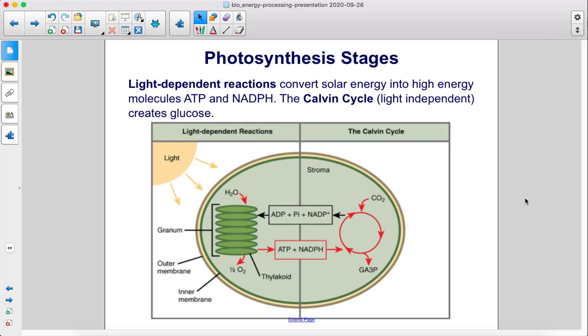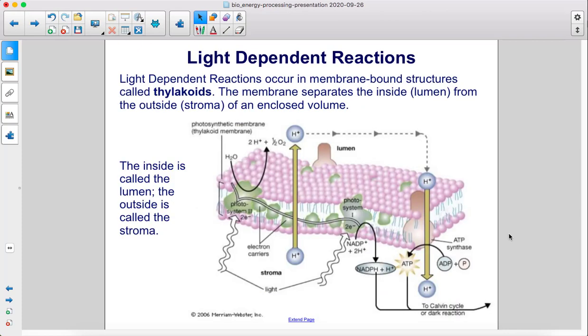Light-dependent reactions convert solar energy into high-energy molecules ATP and NADPH. The Calvin cycle, which is light-independent, creates glucose. Light-dependent reactions occur in membrane-bound structures called thylakoids. The membrane separates the inside, or lumen, from the outside, or stroma, of an enclosed volume. The inside is called the lumen, the outside is called the stroma.